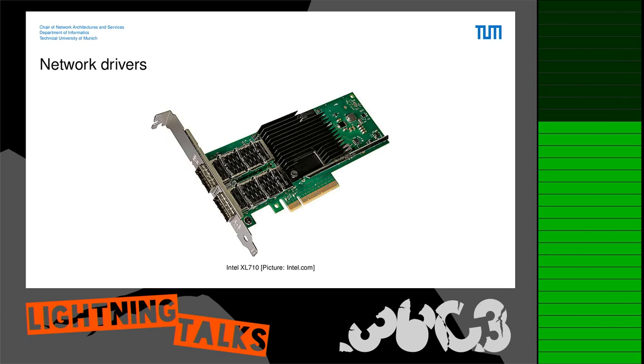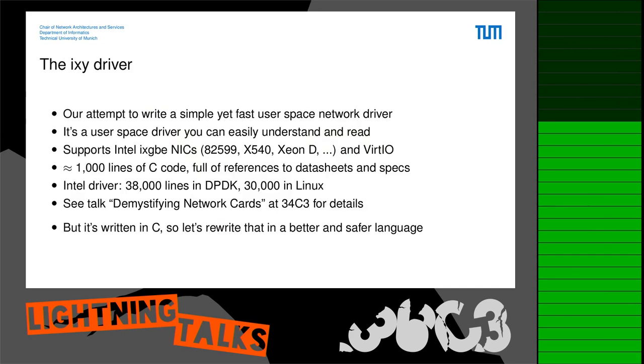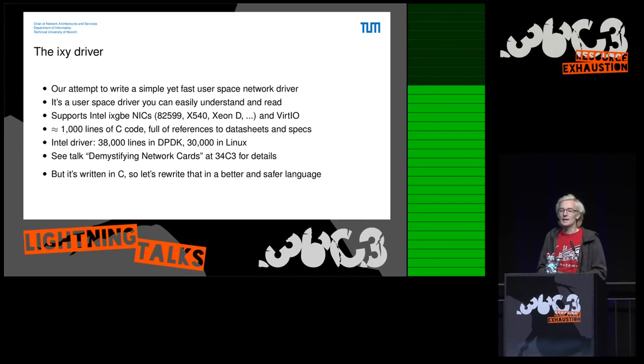high performance world. So what I did 2 years ago is I wrote a user space network driver in C. That was a talk here 2 years ago, and this is a kind of simple driver, easy to understand because it does only the very basic things. It's only 1,000 lines of code. And the next idea was then to write that in a better language.